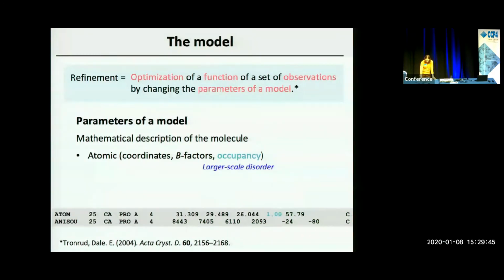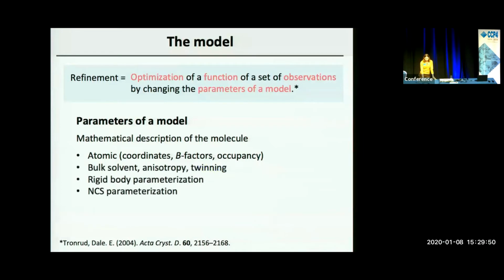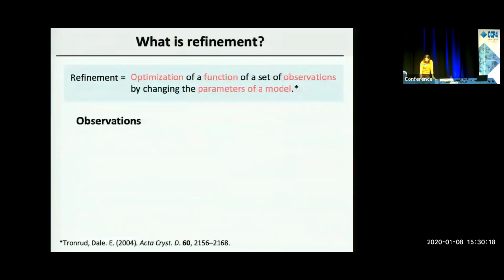So apart from the atomic parameters, we can have other parameters. For example, in the case of crystallography, we can have bulk solvent, anisotropy, or twinning. And for both cryo-EM and crystallography, we have rigid body parameterization, or NCS, non-crystallographic symmetry. And there are various other possibilities to add parameterizations. So now we have an idea how to describe the molecule, and let's move on to the observations.